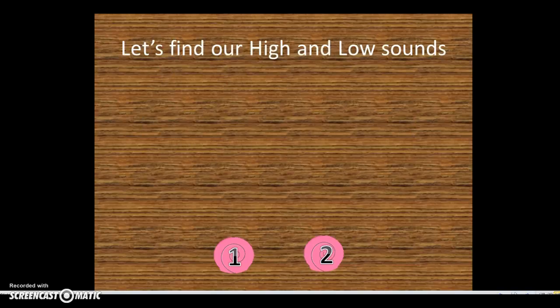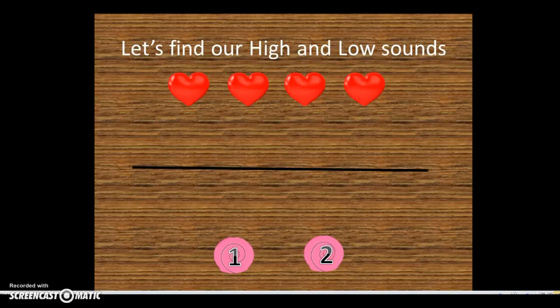All right, so let's find our high and low sounds in snail, snail, snail, snail. We have our 4 heartbeats up and ready to go, and this is going to be our line for today. It is going to help us discover high and low. If we are looking at higher sounds, they're going to be above the line. If we're looking at low sounds, they're going to be below the line. So high sounds and low sounds, high and low.